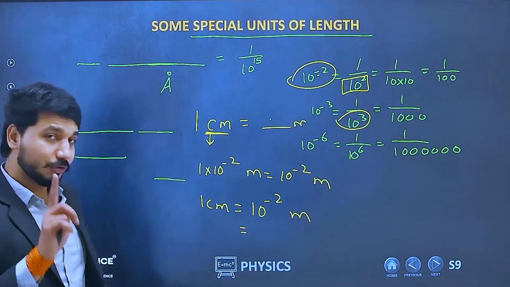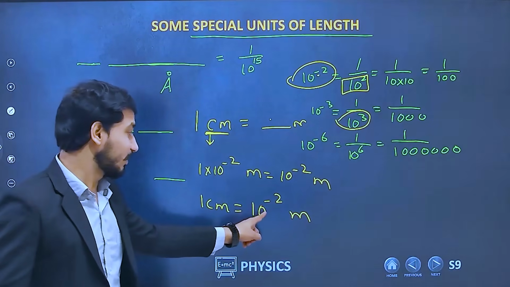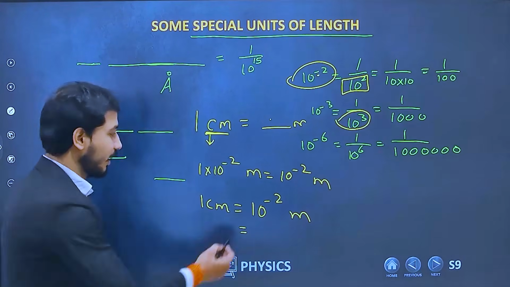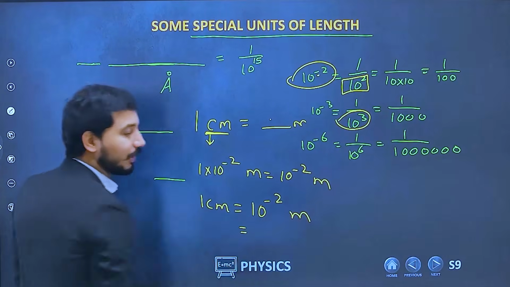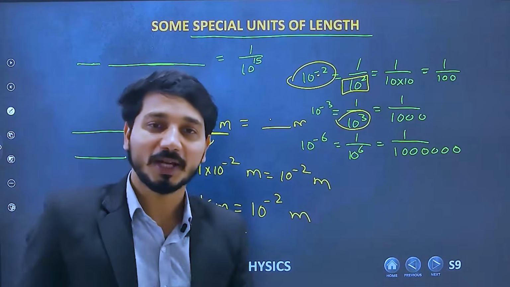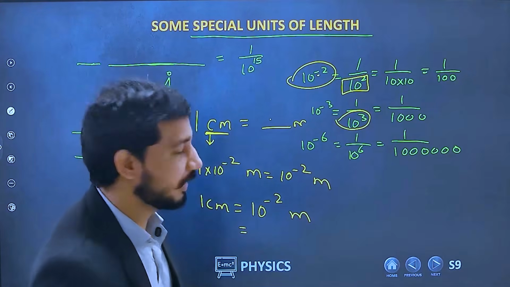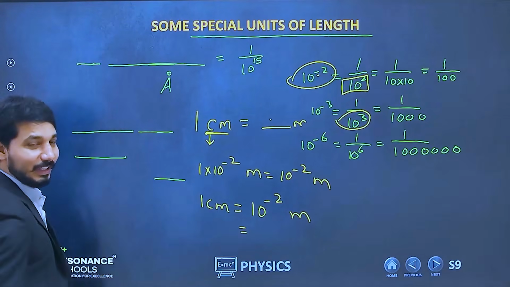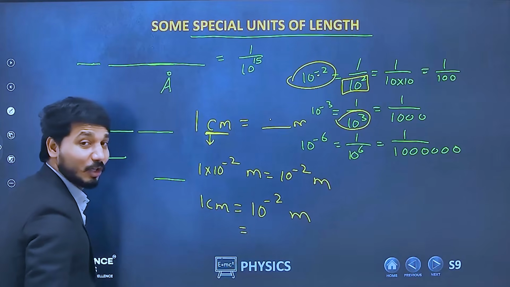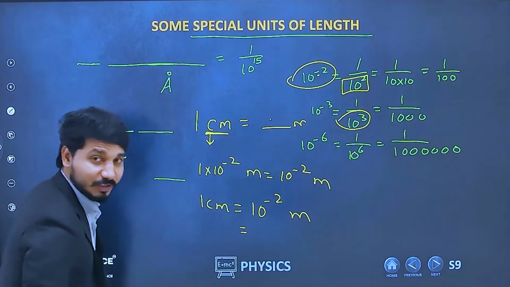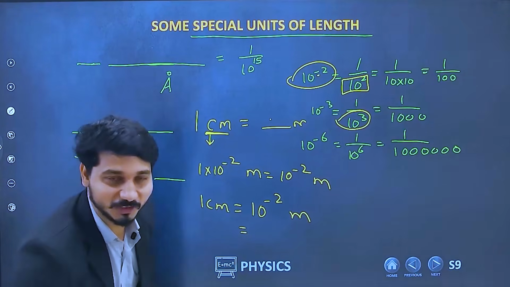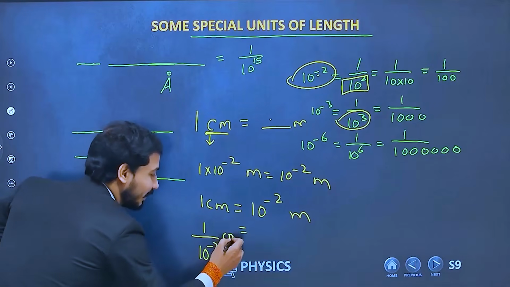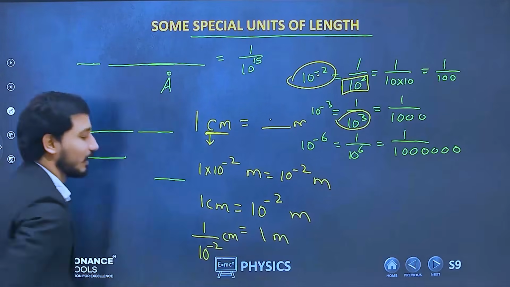If you are going to transpose this number, as I had taught you in the running class also, we have to check whether this number is in plus or minus, or in multiplication or division with the other. Here we can see 10 to the power minus 2 is in multiplication with the unit meter. So when it is in multiplication and we transfer it towards the left hand side, it will come in the denominator as a division. Its sign will change. This is what we had discussed earlier also, right? So it will come as 1 by 10 to the power minus 2 centimeter is equal to 1 meter.